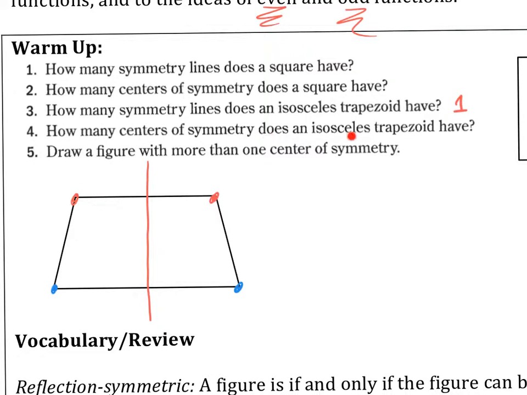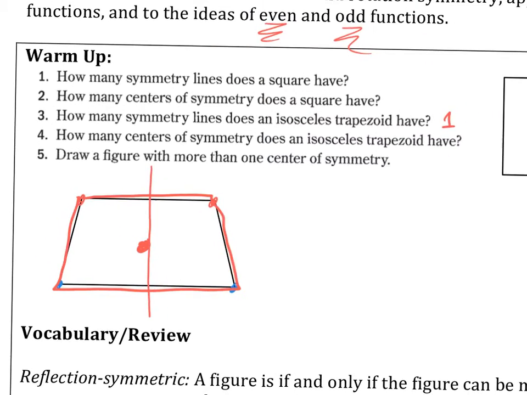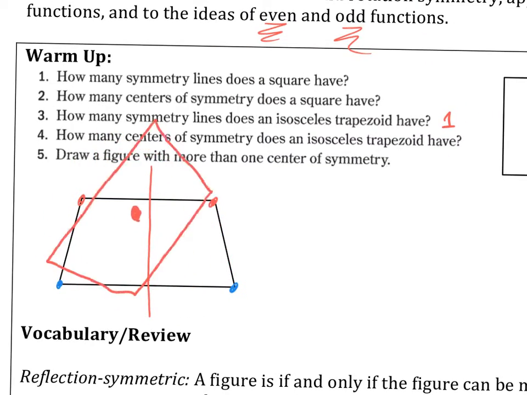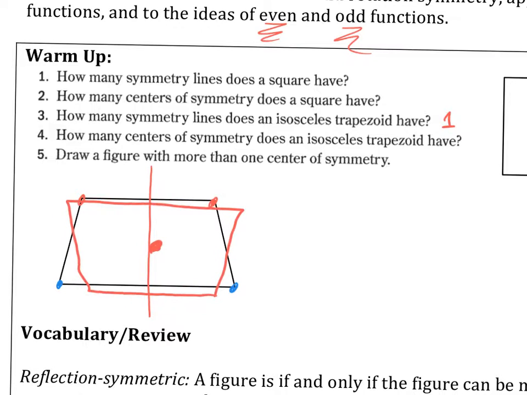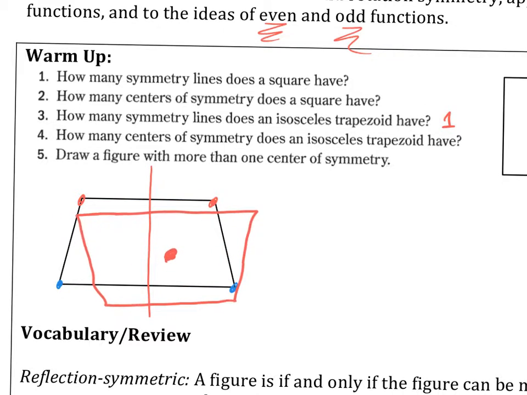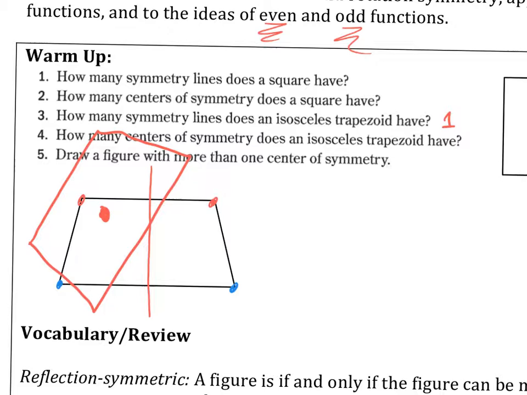How many centers of symmetry does this have? And the answer is 0, because no matter what, if I try to rotate this guy, notice what will happen. As I rotate it, it doesn't map to itself. Notice that it's now funky. So that one doesn't work. So the answer is 0.